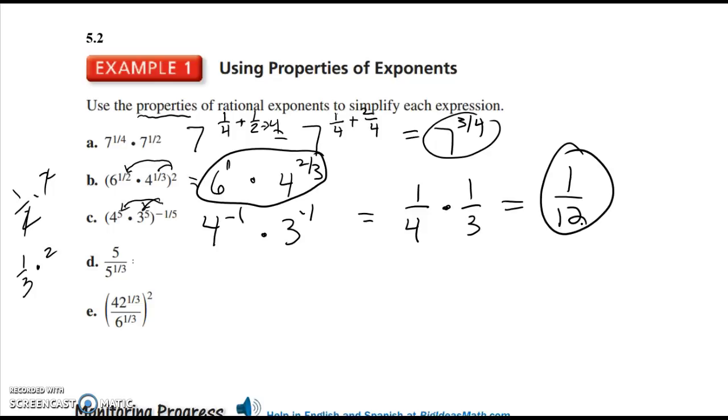For D, the numerator has an exponent of 1, we just don't write it. So we are dividing. When you divide, you subtract exponents. 1, take away 1/3, you'd be left with 2/3.